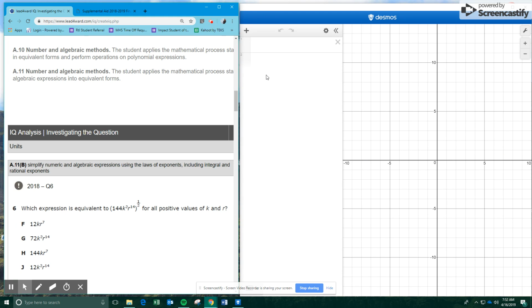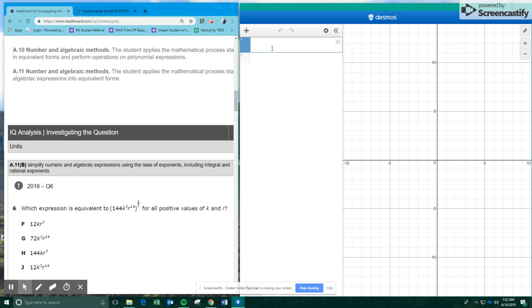Or if you wanted to check your work on your Desmos, what you can do is match up the expressions, since they're equivalent or simplified versions of each other. So we're going to start by typing in the expression in the question correctly. And then we have all that raised to the 1/2 power.